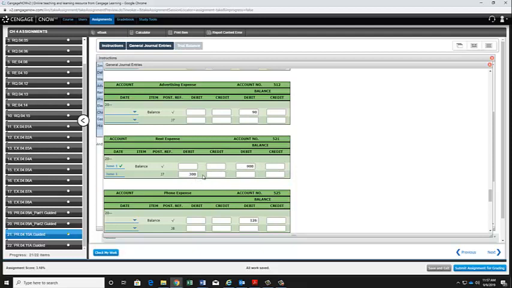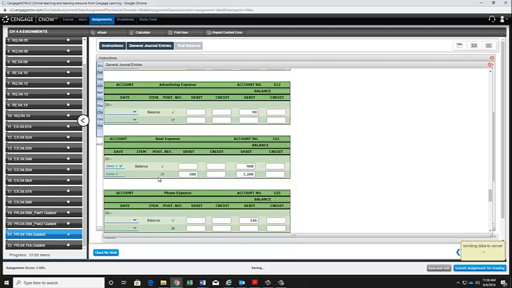If it's a debit and a debit, you add. If it's a debit and a credit, you would subtract. And then whichever number is higher is where the balance goes. In this case, they're both debits, so we're going to add a debit and a debit, and then we'll get a debit balance of $1,200.